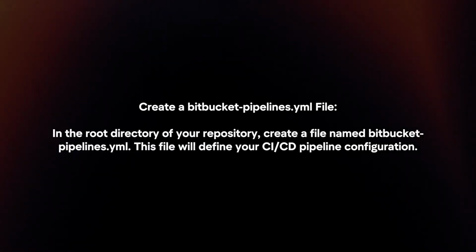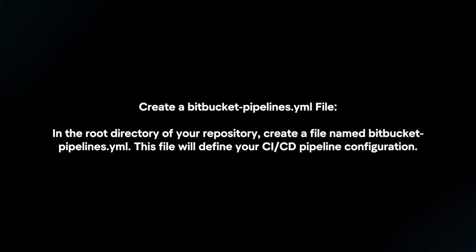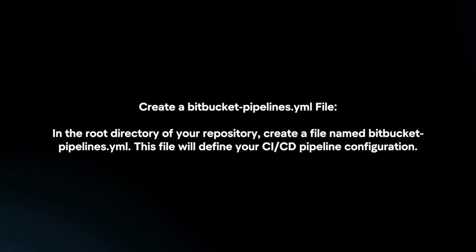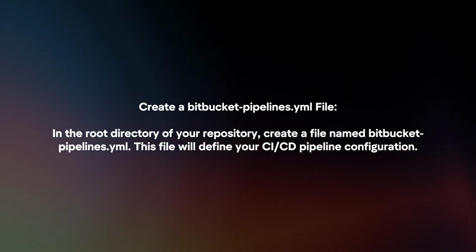Create a bitbucket-pipelines.yml file. In the root directory of your repository, create a file named bitbucket-pipelines.yml. This file will define your CI/CD pipeline configuration.